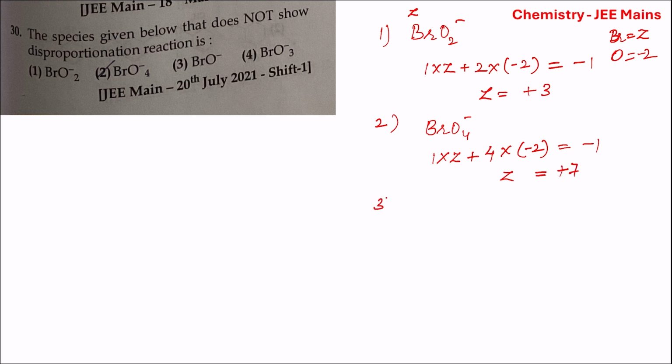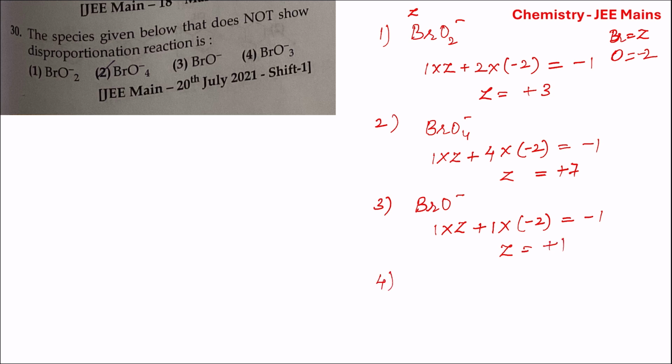In the third option, BrO minus, the number of bromine atoms, 1, multiplied by the oxidation number of bromine, that is Z, plus the number of oxygen atoms, 1, multiplied by the oxidation number of oxygen, that is minus 2, is equal to minus 1. So Z is equal to plus 1.